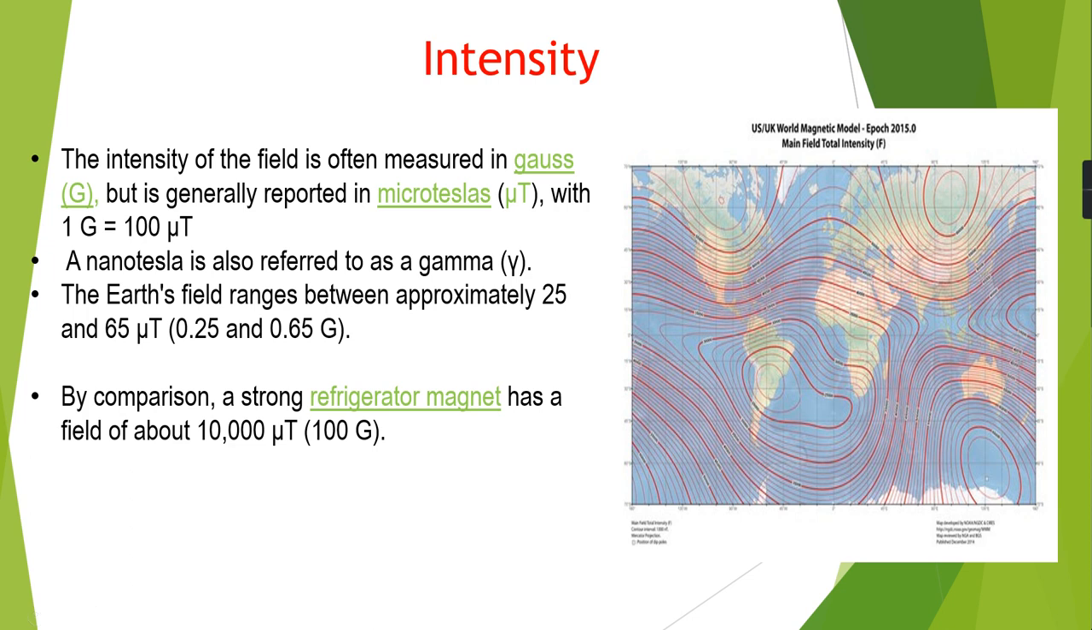Intensity. The intensity of the field is often measured in gauss. The symbol of the gauss is capital G, but it is generally reported in microteslas, with 1 gauss equal to 100 microteslas. This is the picture of the magnetic field total intensity. A nanotesla is also referred to as a gamma. The Earth's field ranges between approximately 25 to 65 microteslas, and we can also say 0.25 to 0.65 gauss. By comparison, a strong refrigerator magnet has a field of about 10,000 microteslas, which we can call 100 gauss.